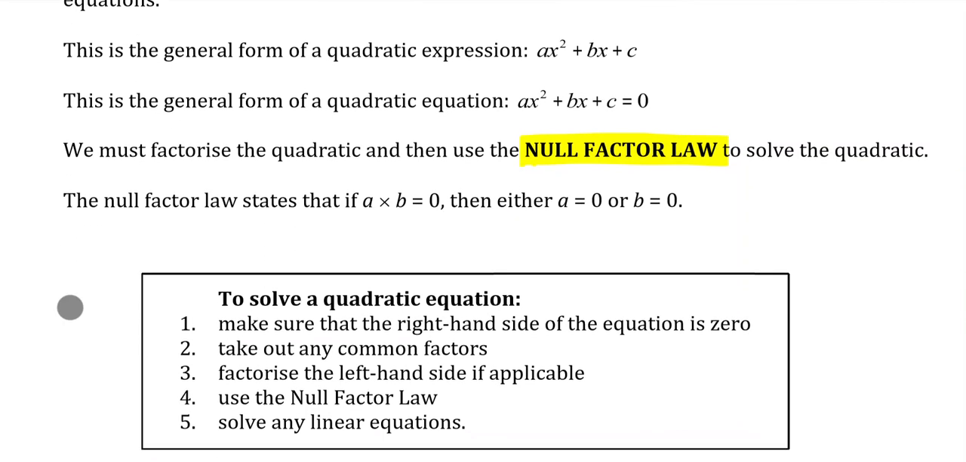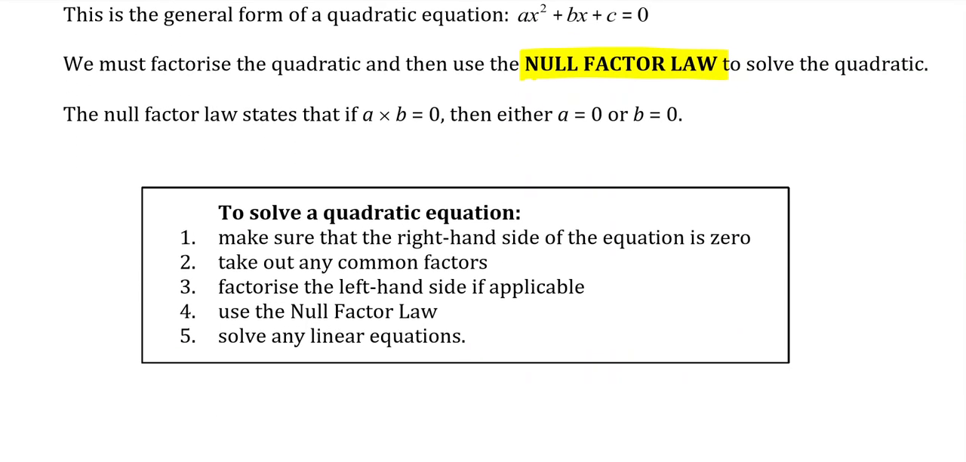So here are the steps that we're going to follow. First of all, number 1, make sure that the right-hand side of the equation is equal to 0. So to use the null factor law, it always has to be equal to 0 somewhere. Then you're going to factorize or take out any common factors and completely factorize the expression. Then you're going to use null factor law to find the solutions, which is number 5, solve the linear equation.